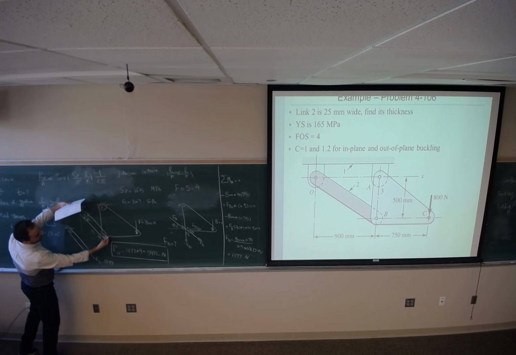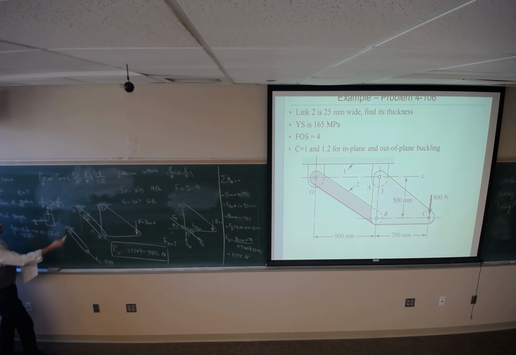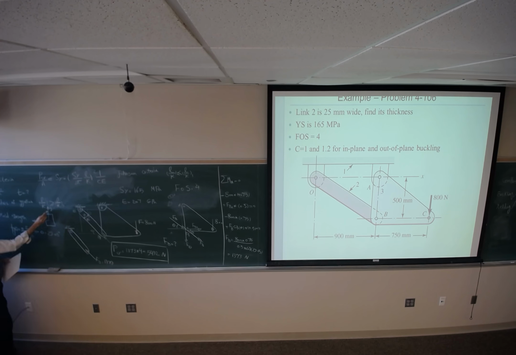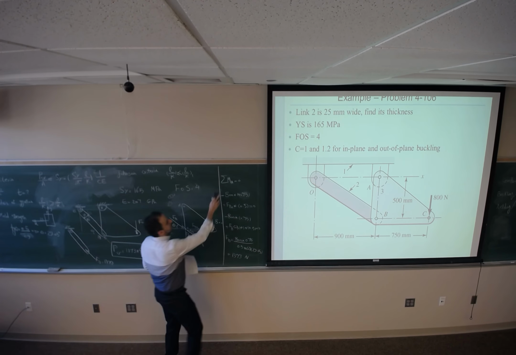If you apply the force, it's going to bend it in this direction. Out of plane means something like this, which occurs about the y-axis. So we might have two bucklings, in-plane buckling and out-of-plane buckling, and we should check both.